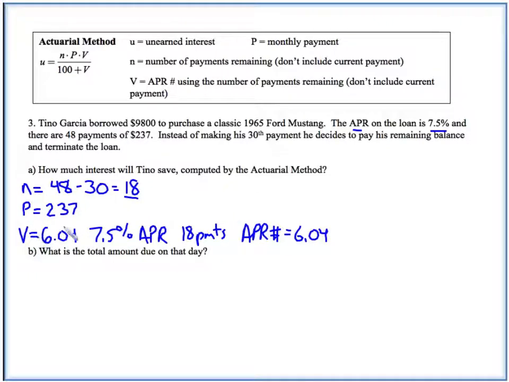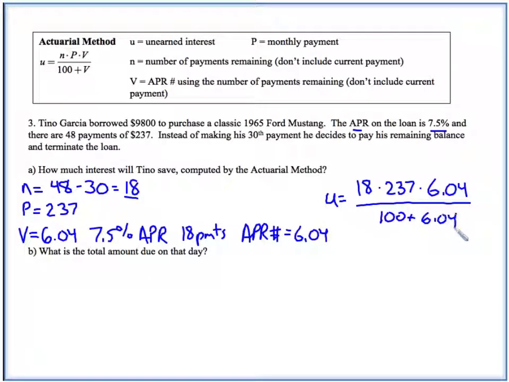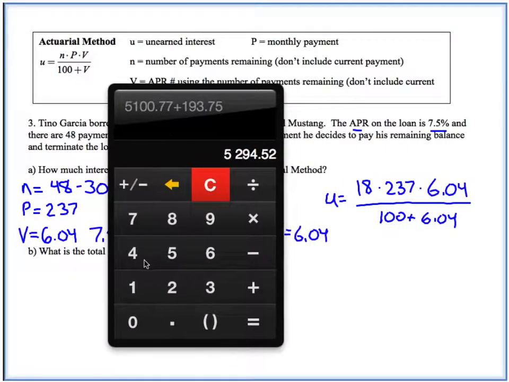Once we have N, P, and V, we can find our unearned interest. So U is going to be 18 times 237 times 6.04, all divided by 100 plus the 6.04. All right, so let's go ahead and calculate this now. So we have 18 times 237 times 6.04. We'll go ahead and hit enter there.